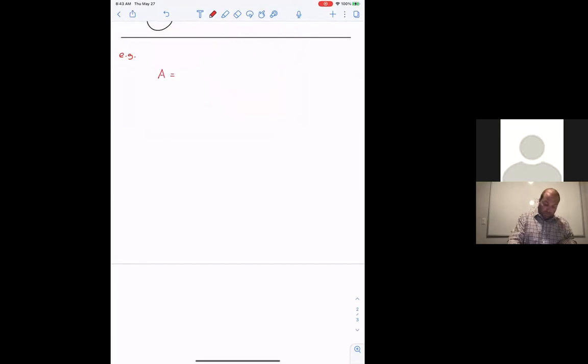A equals, now the matrix is 75, 180, 110, 250. That's the matrix. And they label what the rows and columns represent. The first row represents males. The second row represents females. And the first column represents adults. And the second column represents children.